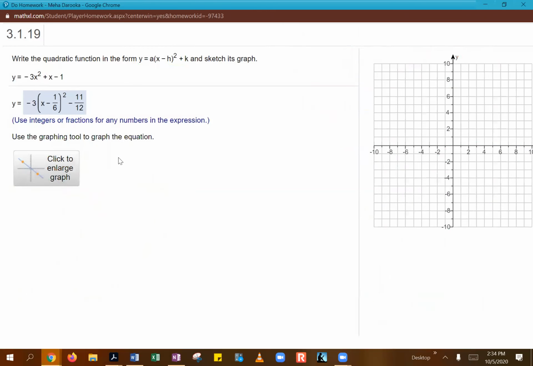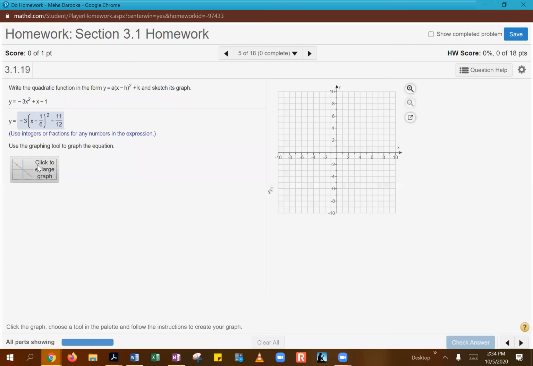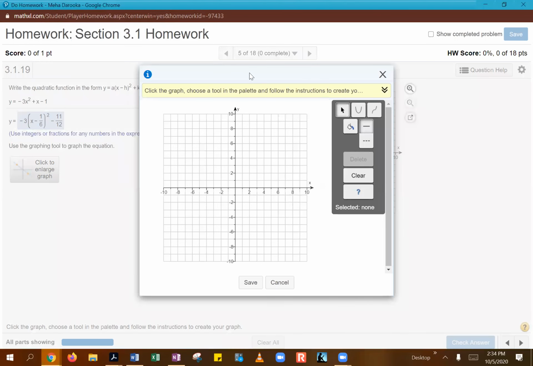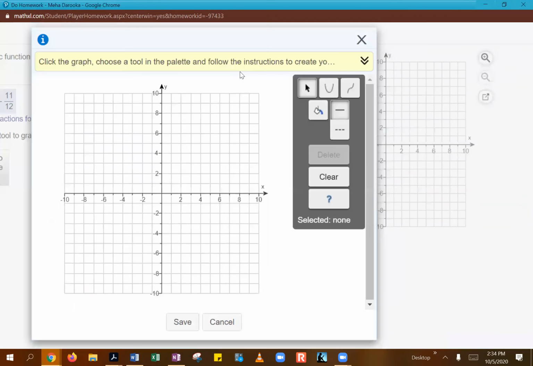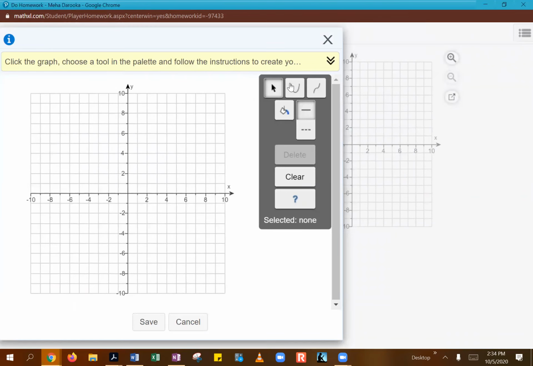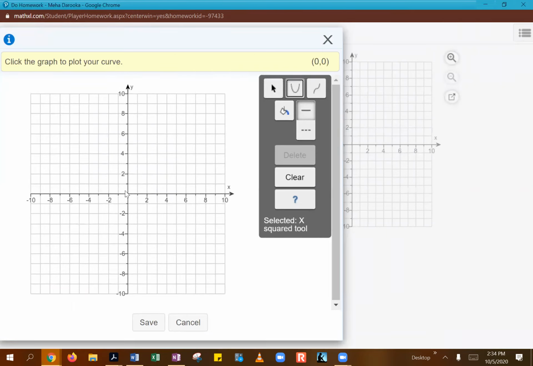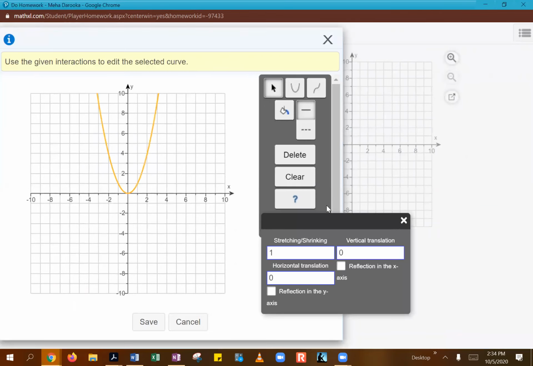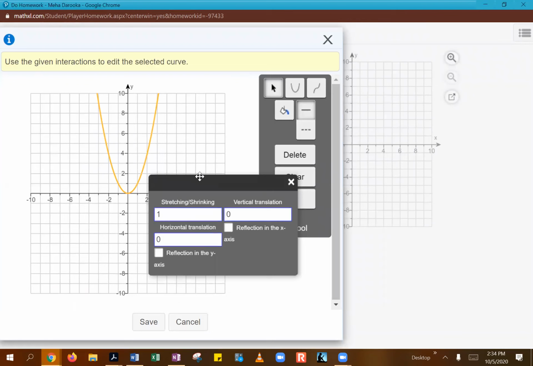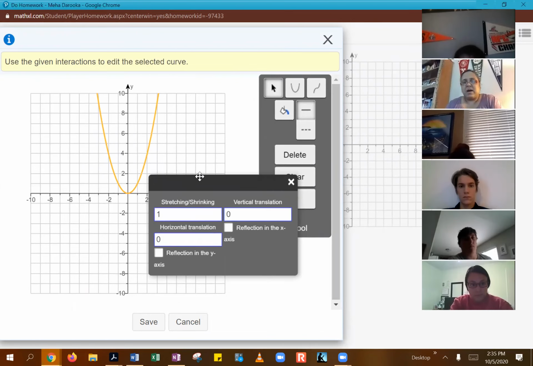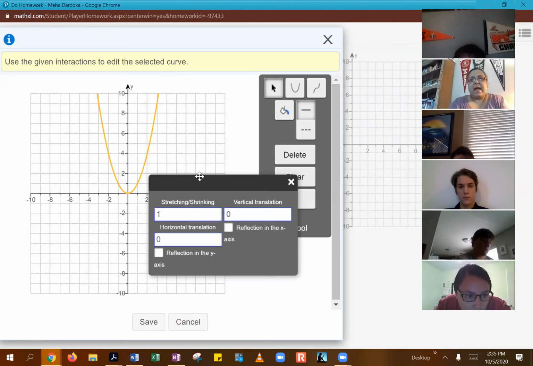Okay, so let's clear this out. And now they're asking us to graph this. When we actually try to graph this, we know this is a parabola because it's an x squared function. So you'll pick the x squared tool, and then you click on the graph. And you will notice the moment we click on the graph, this little pop-up box shows up. They're asking us to type in the values for our stretching or shrinking, vertical translation, horizontal translation, and then do we have reflection with respect to the x and y axes.